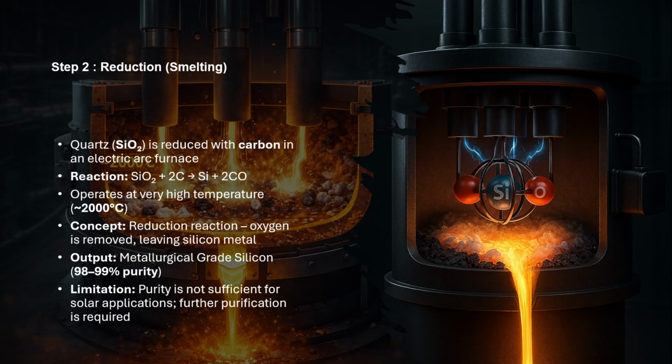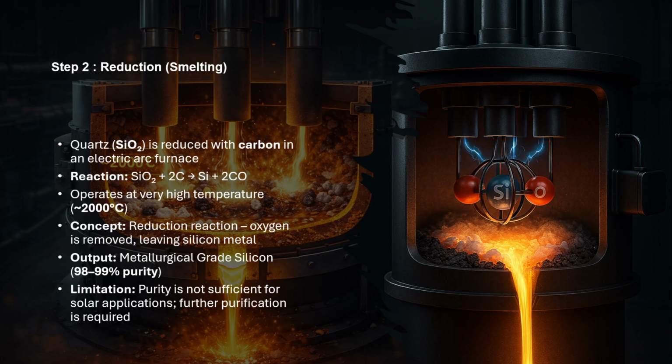The next step is reduction. Here heating and a chemical reaction both take place. It is a very powerful step. Initially, they heat the quartz in a furnace at around 2000 degrees, extremely hot, and they add carbon. The reaction is silicon dioxide plus carbon, which becomes silicon plus carbon monoxide.